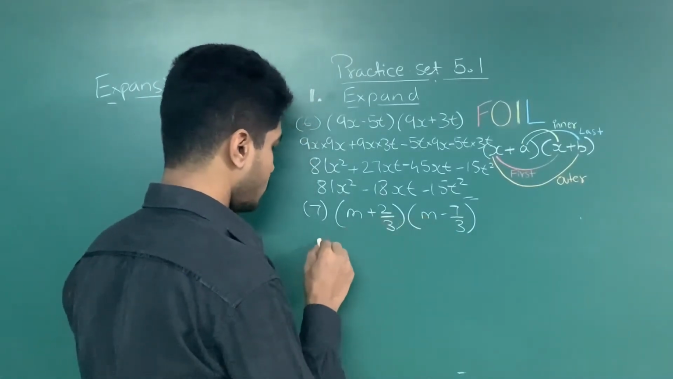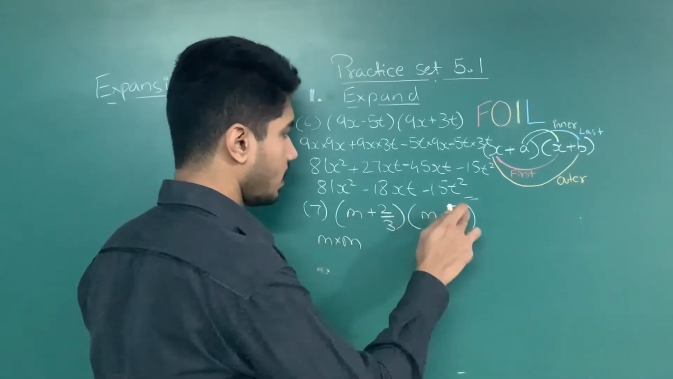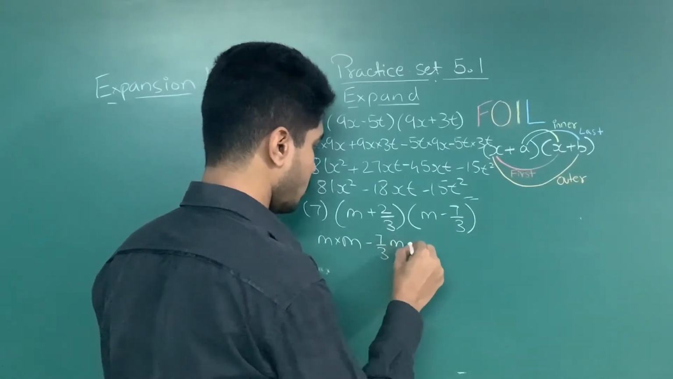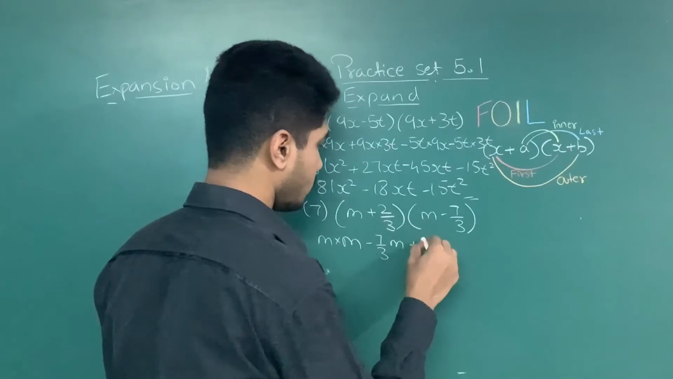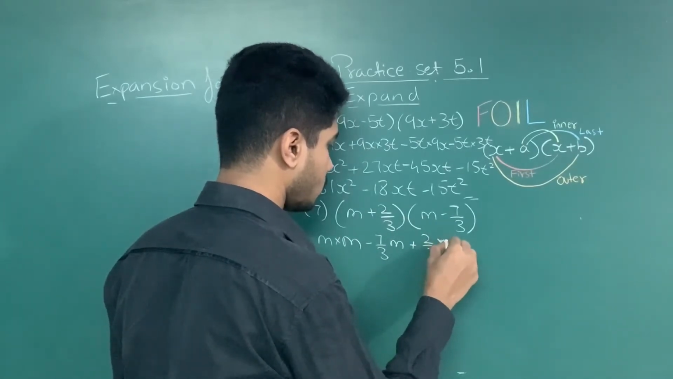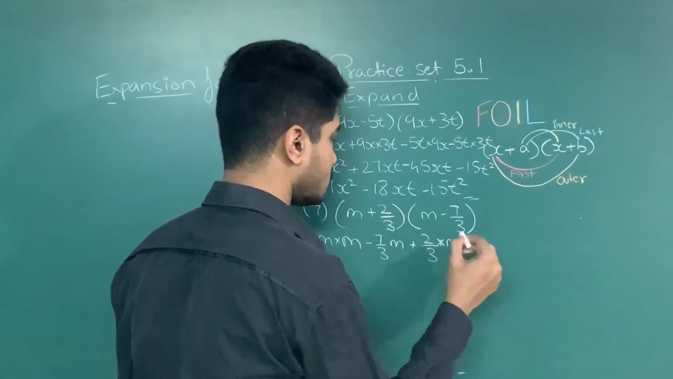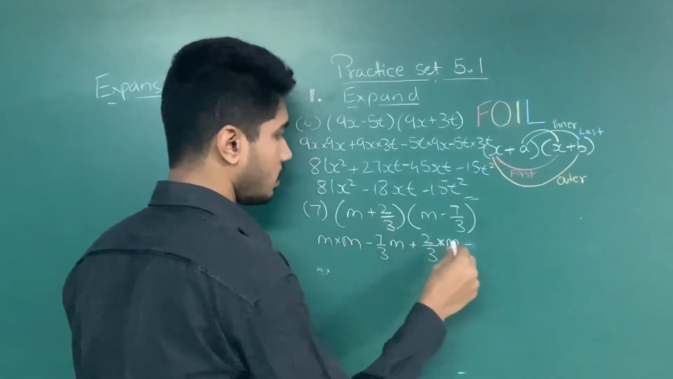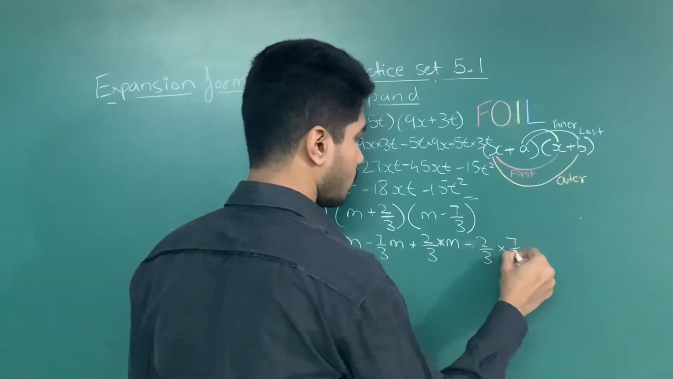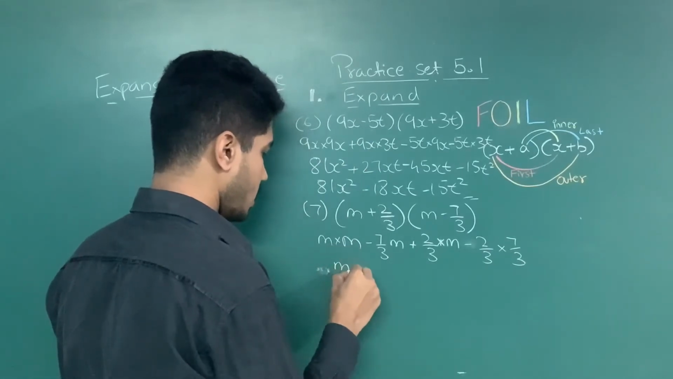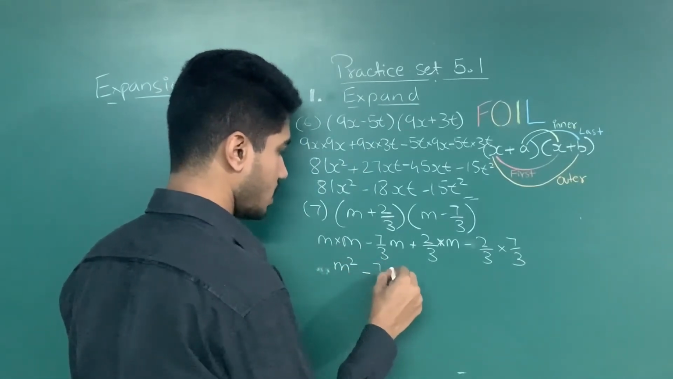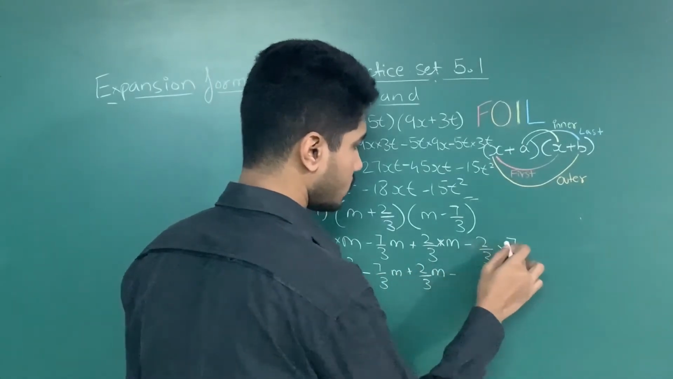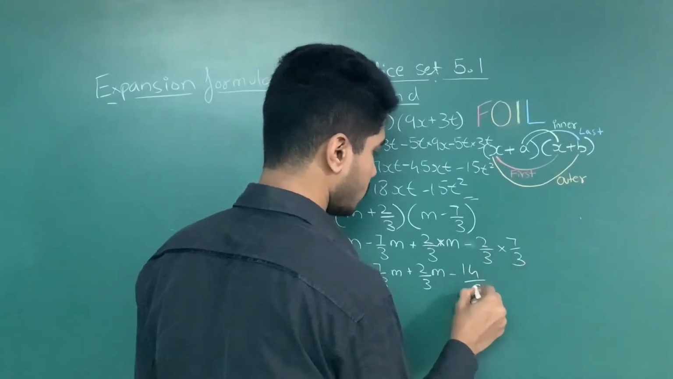So m into m, m into minus 7 by 3, so it will be minus 7 by 3 m, plus 2 by 3 into m, then plus into minus will give me minus 2 by 3 into 7 by 3. So m into m will give me m square, minus 7 by 3 m, plus 2 by 3 m, minus 2 into 7 will give me 14, 3 into 3 will give me 9.